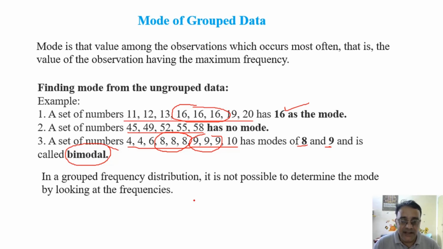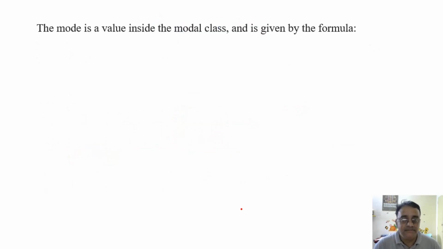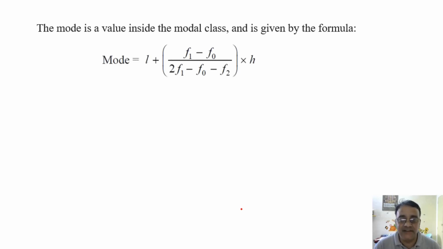Right? So in a grouped frequency distribution, it is not possible to determine the mode by looking at the frequencies. जबकि ungrouped में you can see the frequency and you can find out the mode. So इसके लिए एक अलग formula है. That formula we are going to learn. Okay, the mode is a value inside the modal class and is given by this formula. L plus (F1 minus F0) upon (2 F1 minus F0 minus F2) into H.